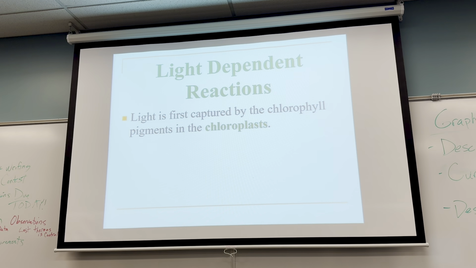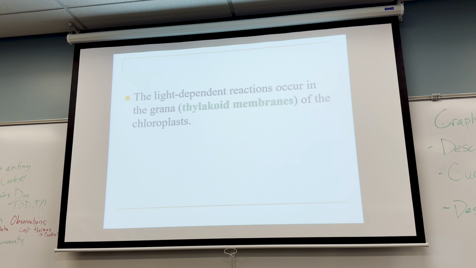All right, so remember that when we're talking about photosynthesis and we're talking about plants, algae, or cyanobacteria, the majority of them use chloroplasts. Occasionally you have a bacterium that uses a chloroplast-like structure that's not quite evolved to become a full chloroplast. The light-dependent reactions happen in the thylakoid membranes.